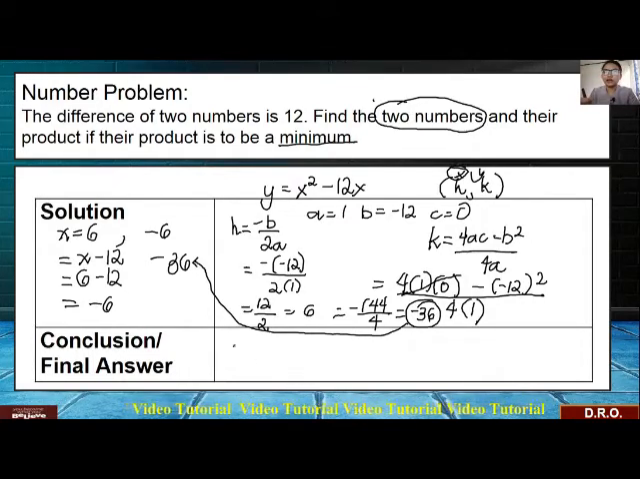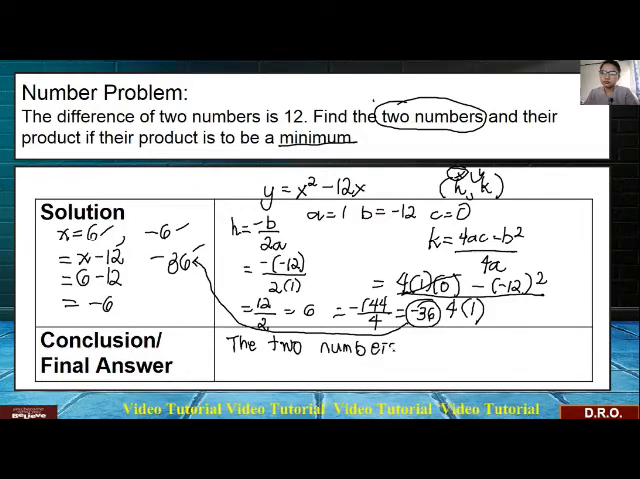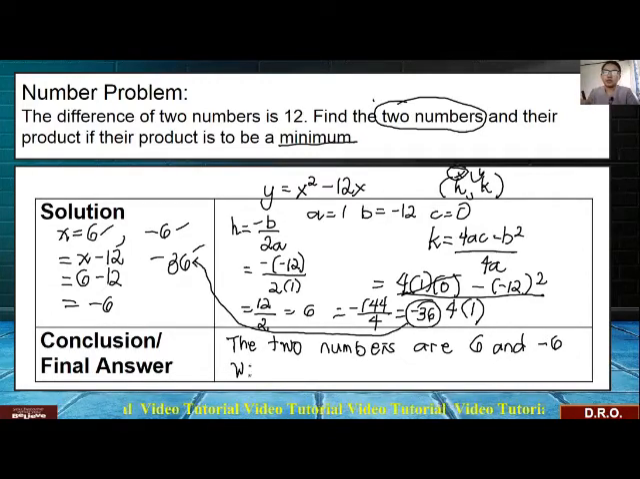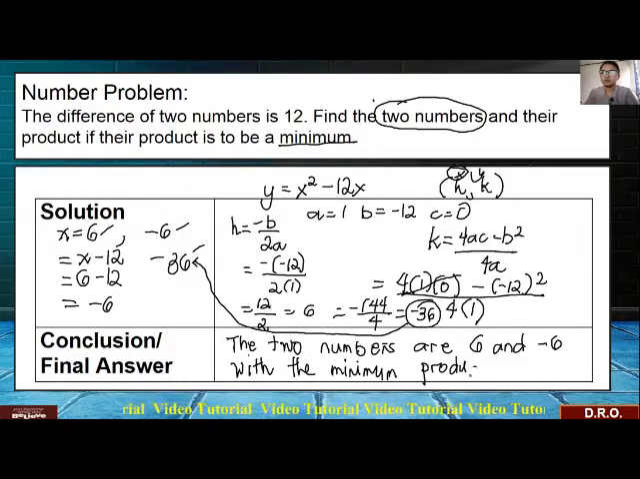For the conclusion, our final answer, we write it in a sentence format. Again, you can structure your own sentence as long as the answers are still the same. So we can write: the two numbers are 6 and negative 6 with the minimum product of negative 36. So that is for our first problem.